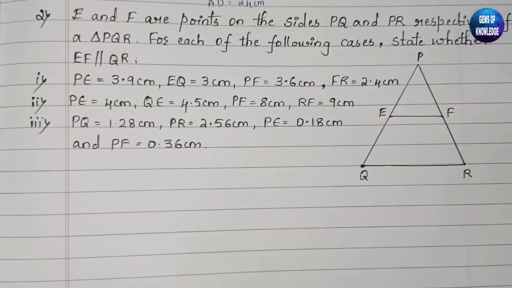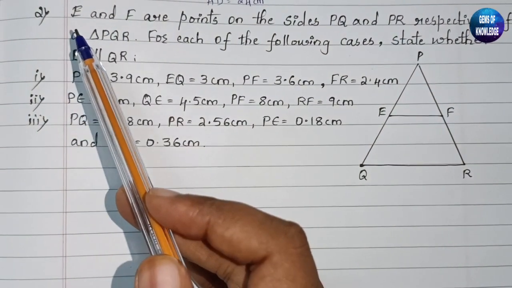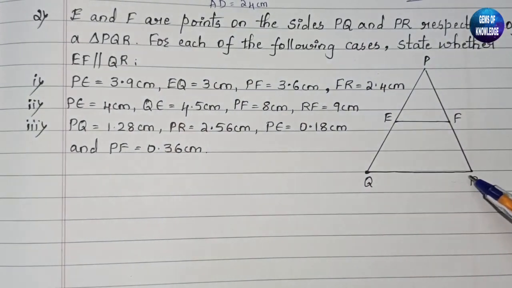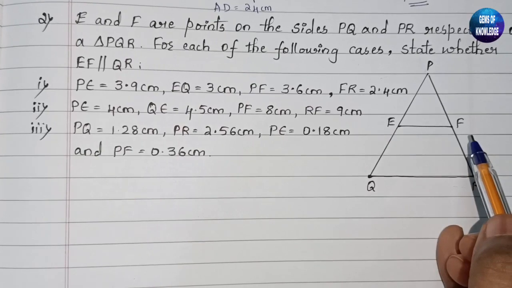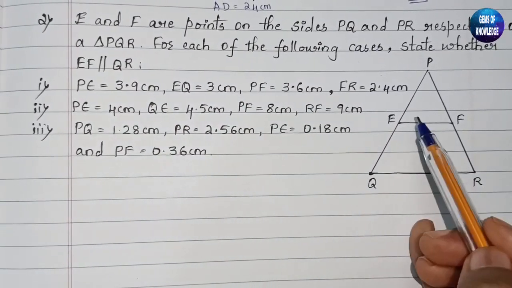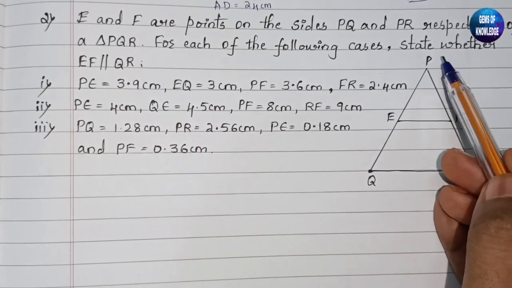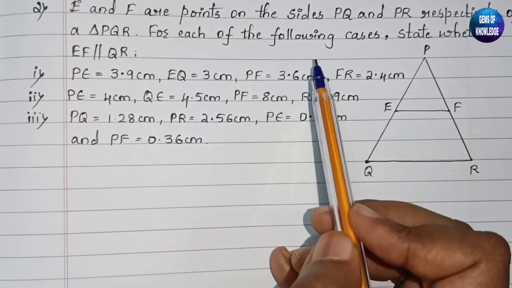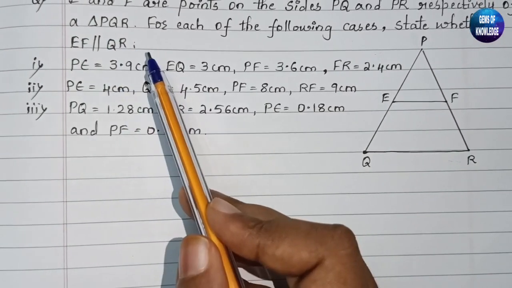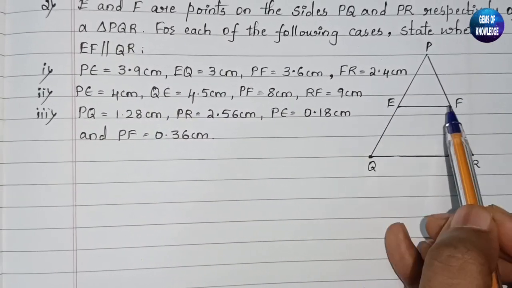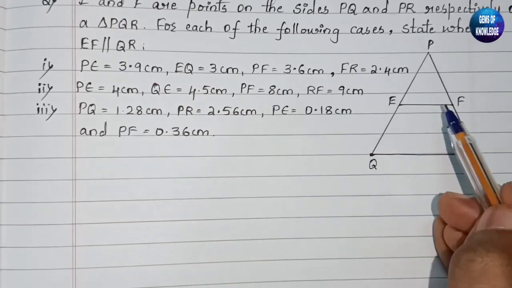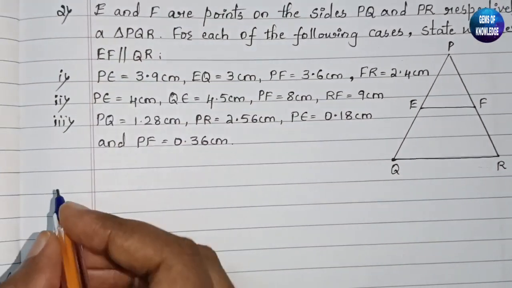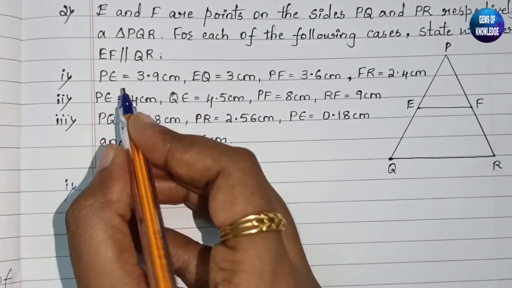Okay. So the next question, the second one: E and F are the points on the sides of a triangle PQR. On the side PQ the point is E, and on the side PR the point is F for the triangle PQR. For each of the following cases, state whether EF is parallel to QR. We need to find out for the three cases given below, either EF is parallel to QR, yes or no. Okay, so let us see the first case.